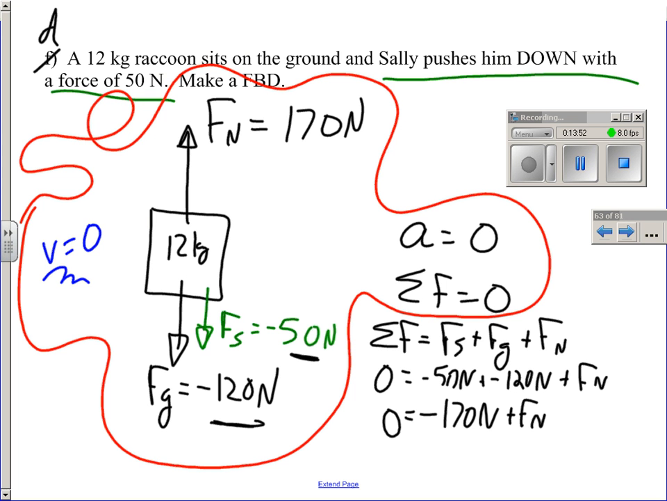there for today, and we're going to do more free body diagrams later on, but I wanted to focus on normal force today.